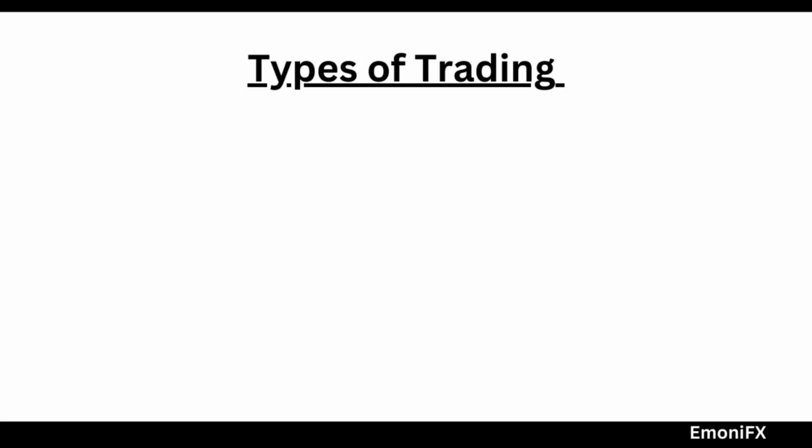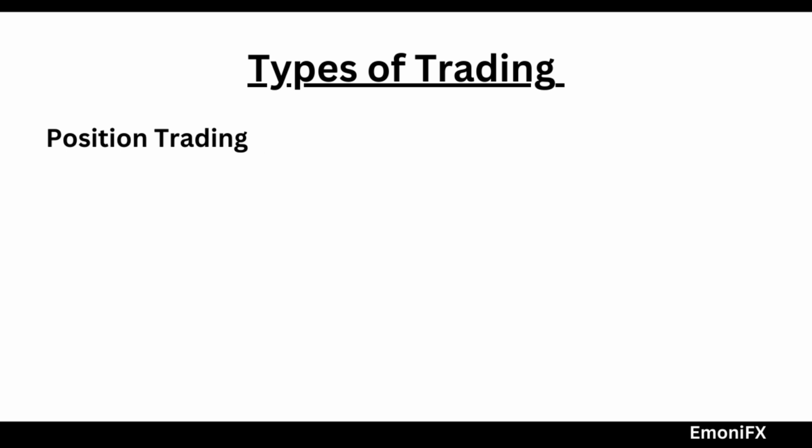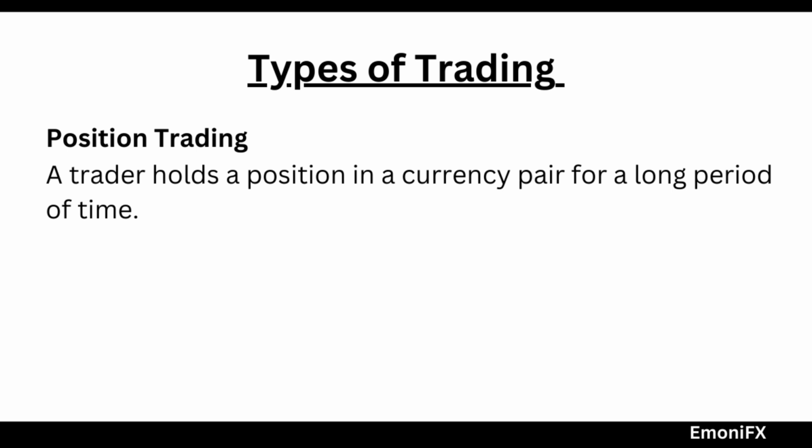Now we're going to go back real quick to our whiteboard. Based on time frames, we have 4 different types of trading. We have position trading, we have swing trading, we have short-term trading, and we have day trading, also known as scalping.